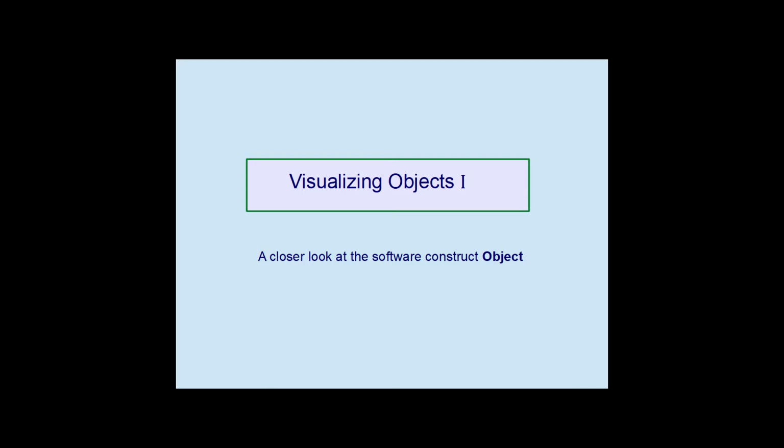First, a word about what is going to be covered and what is not going to be covered in this video. This video will take a closer look at the concept of a software object, and in particular how the software object is visualized in an application, or what objects can represent in a software application. What will not be discussed is how to develop applications using objects.